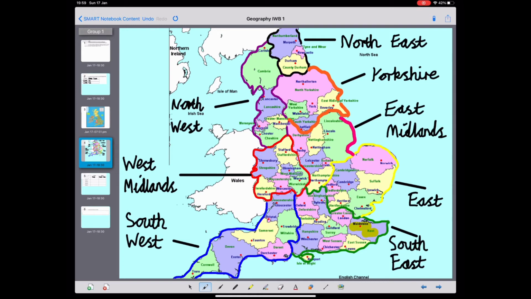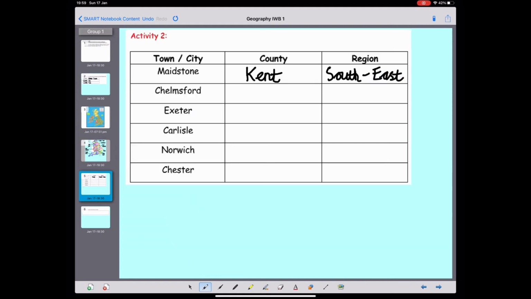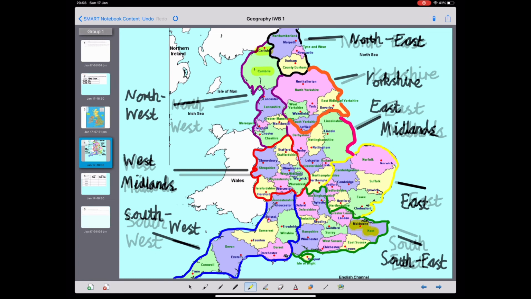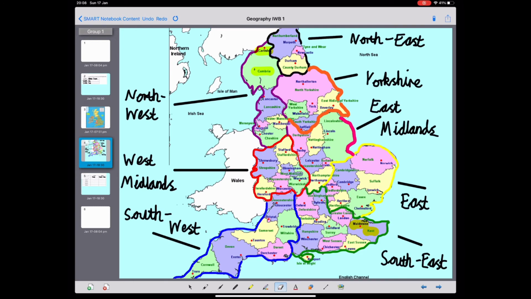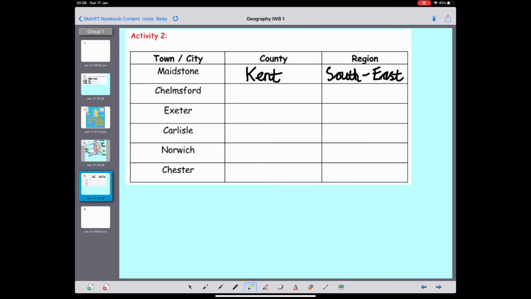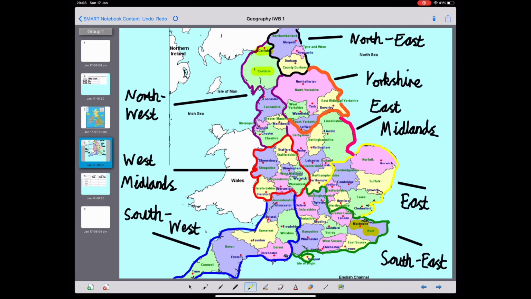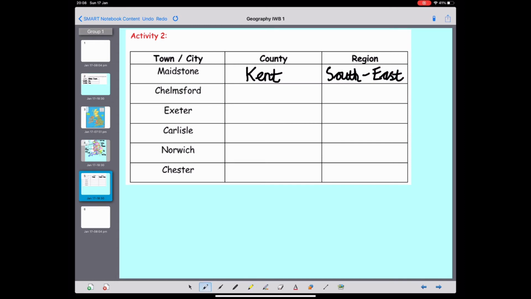Can we find the next town that was on our sheet? The next town is Chelmsford. Did you find where Chelmsford was? Did you spot it? Did you find Chelmsford? It's quite close to the southeast. Can you see it on the map? There it is, Chelmsford, and it's in Essex. And Essex is in the east of England. So the county for Chelmsford is going to be Essex. And the region is East.